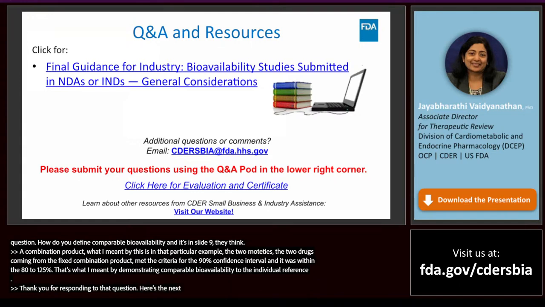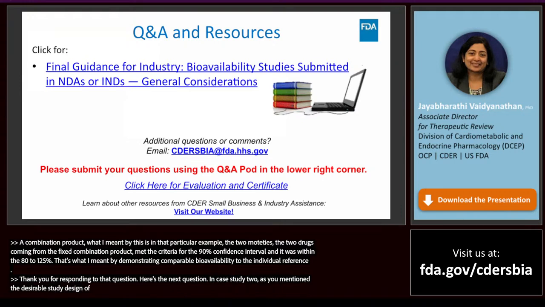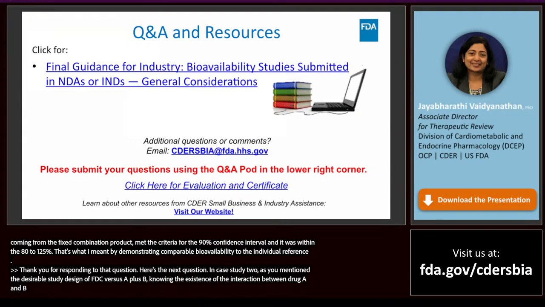In case study 2, as you mentioned the desirable study design of FDC versus A plus B, knowing the existence of the interaction between drug A and drug B, does the study need to include clinical endpoints as well?